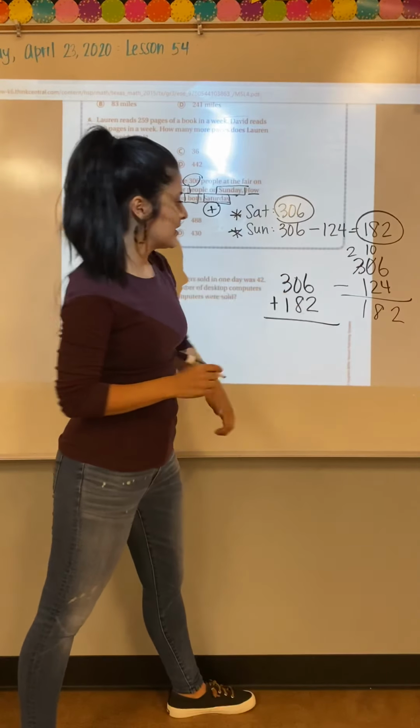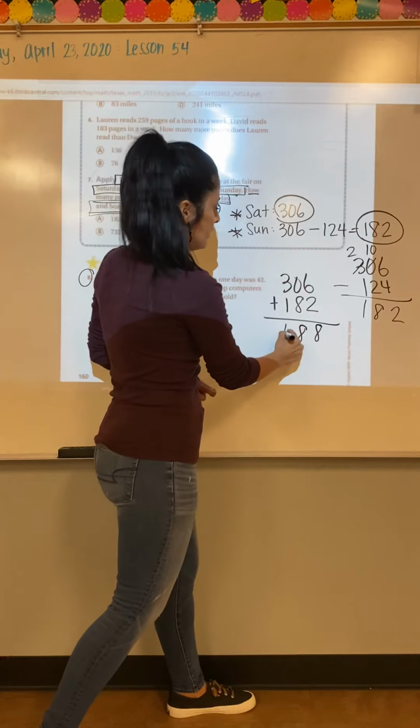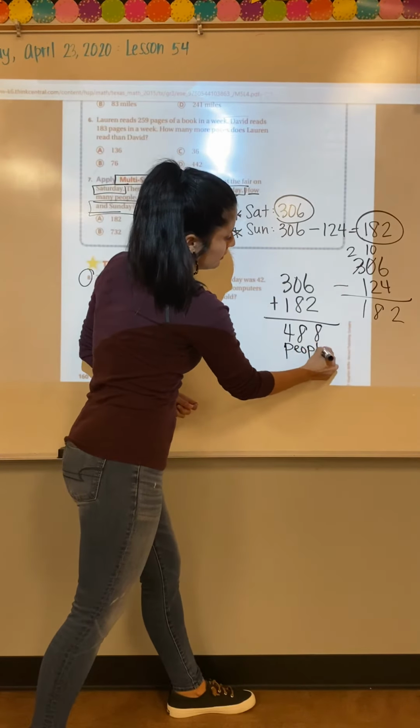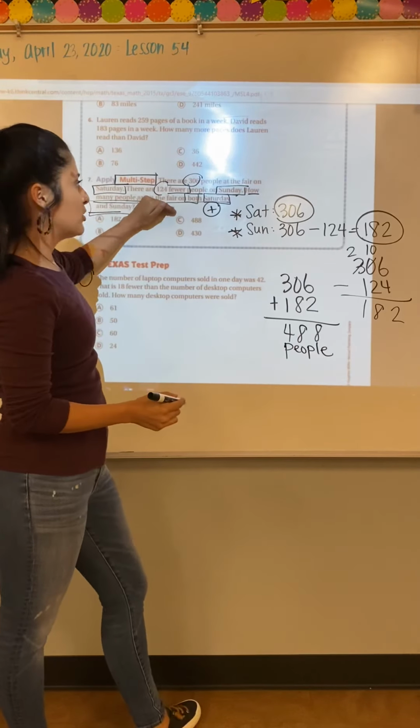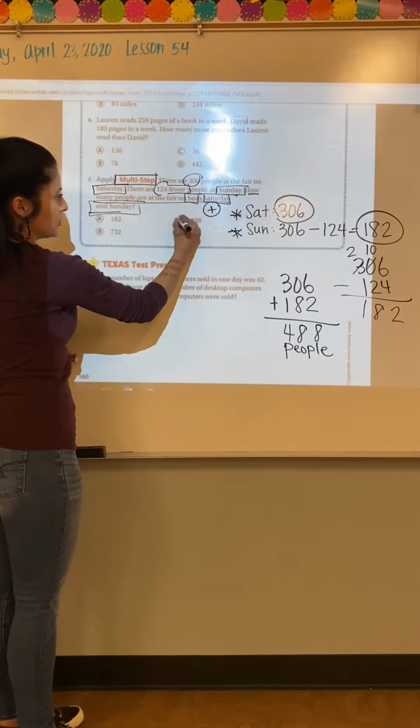6 plus 2 is 8. 0 plus 8 is 8. 3 plus 1 is 4. 488 people went to the fair on both Saturday and Sunday. So our answer choice here is going to be C.